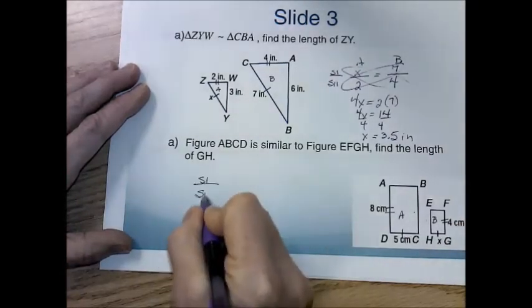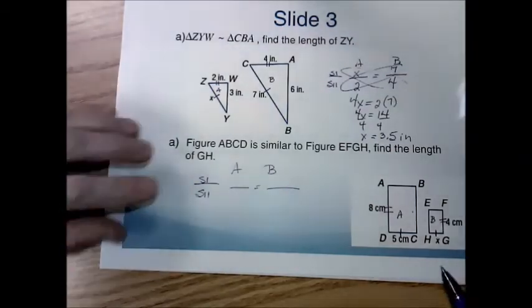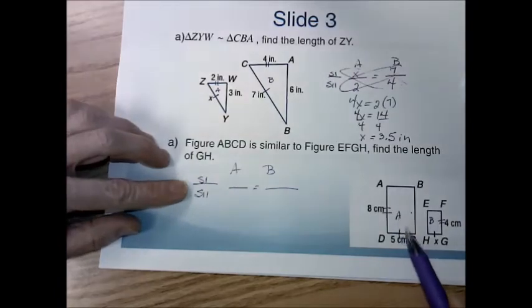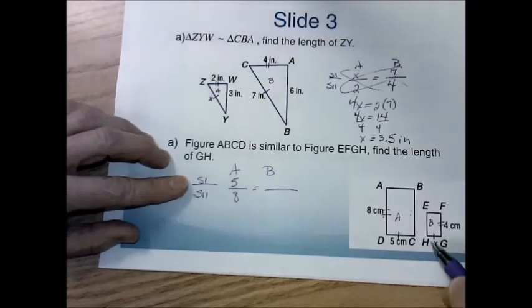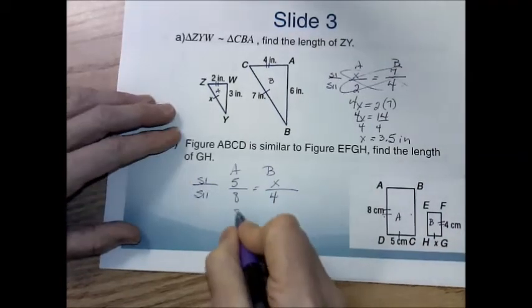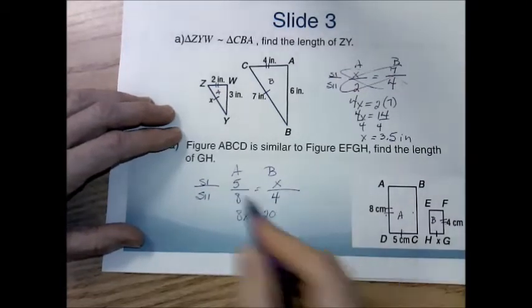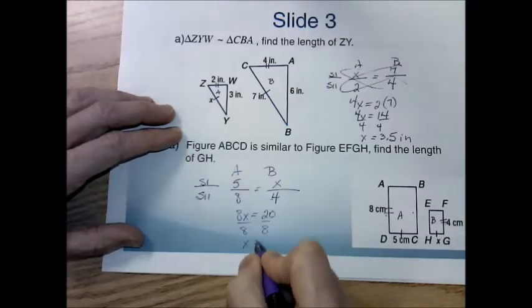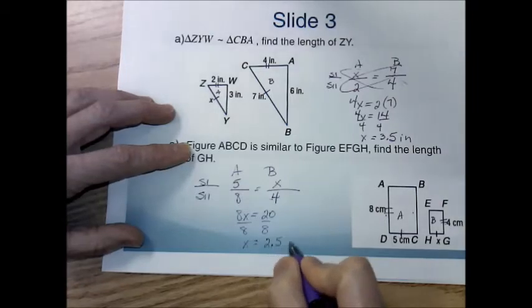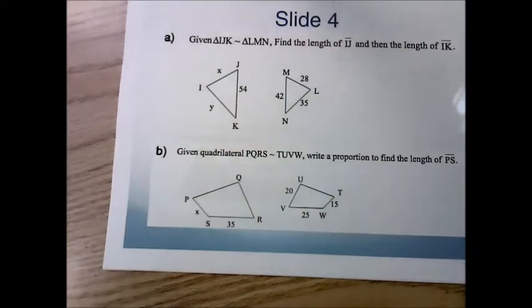So let's set up our side 1 over side 2, our A and B. In rectangle A, side 1 is 5, side 2 is 8. In B, side 1 is our x, and side 2 is 4. Using our cross products, we would do 8 times x equals 5 times 4, which is 20. Divide both sides by 8, and x is going to be equal to 2.5 centimeters. All right, moving along.